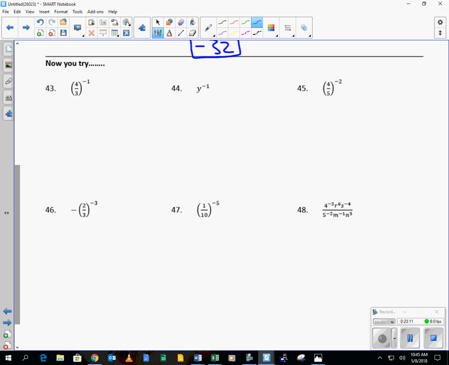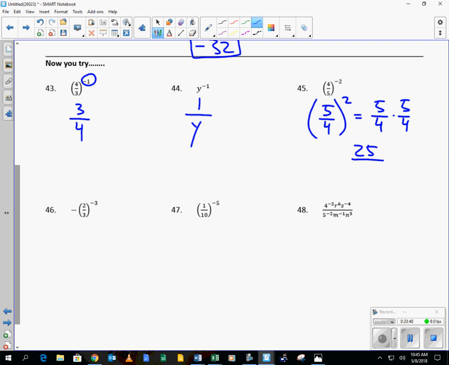Here we go. 4 over 3 to the negative 1. I'm going to use up the negative by flipping it to get 3 over 4, and I am done. This is y to the negative 1. That will simplify to 1 over y. The next one, 4 over 5 to the negative 2. I'm going to flip it to get 5 over 4, and then I will square it. So I used up the negative. So 5 over 4 times 5 over 4, and that will give me 25 over 16.